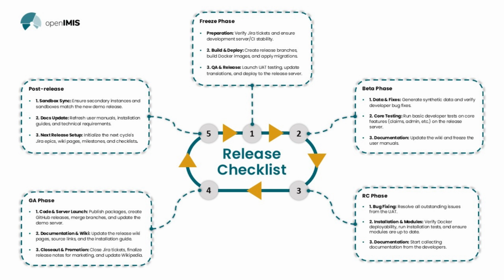Phase one, we can call it the freeze phase. Here we prepare all the Jira tickets and ensure that the development server and every other thing is stable. And we do the build and deployment, where we create the different release branches, build Docker images, and we apply the migrations. Then we have the launch of the user acceptance tests and update of translations and other documentations that might be needed to accompany what we release in the release server.